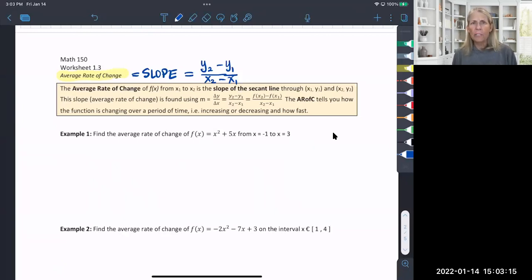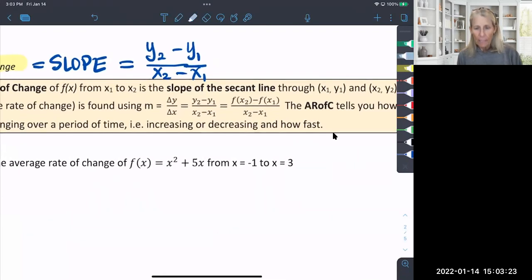The only difference today is that instead of using that good old-fashioned formula, I'm going to use the fancier function notation version. It's the same formula, y minus y. I'm just using function notation. f of x2 is just the y value for x2, and f of x1 is just the y value at x1. It'll pay off to get used to this fancier formula for what comes next.